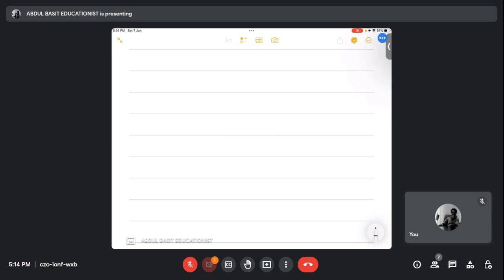Okay, so in today's lesson, we'll be starting from the bar graph. Yesterday it was our last topic, bar graph. What is a bar graph? A bar graph is data representation in the form of pillars.